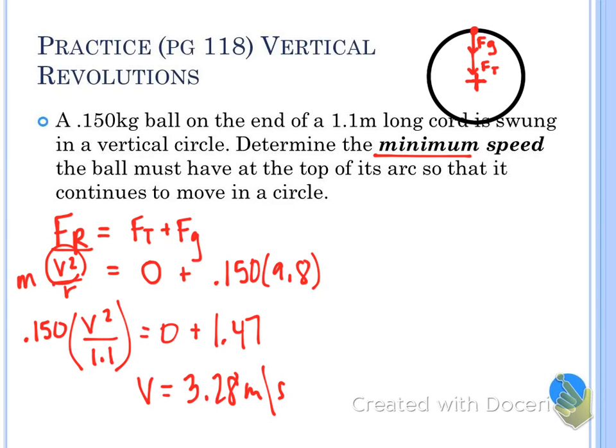Algebraically, are we getting it to come out okay? 3.3, 3.28. If you didn't write down this diagram, you're going to want to do that. Okay, we're going to have problems that look like that a lot. If it's at the top of its motion, you need to understand we add tension and gravity. If it's at the bottom of its motion, which we'll do in a second, it looks different.